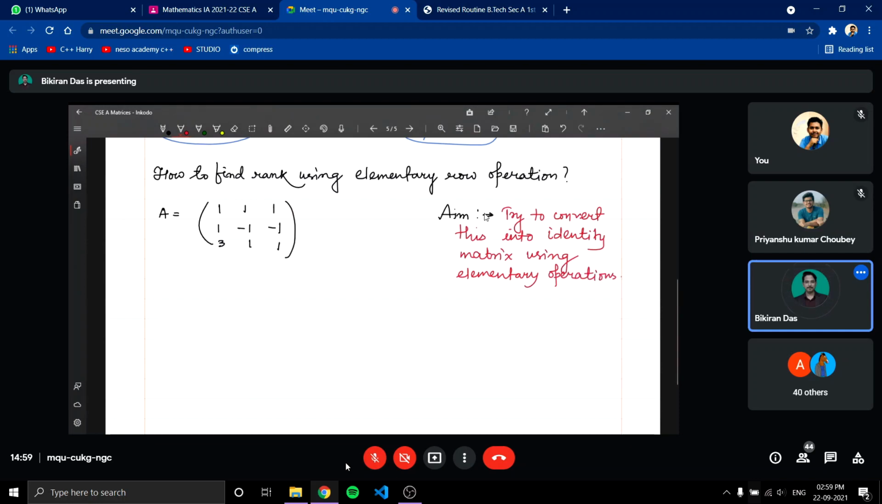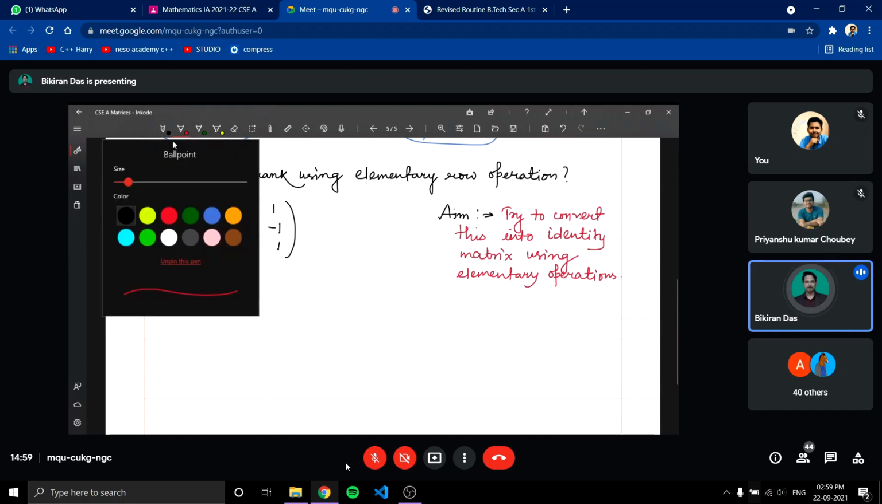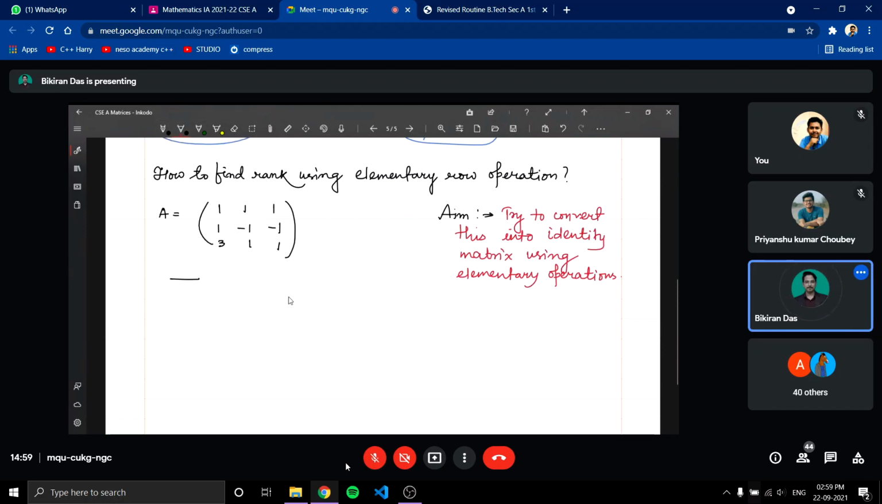Okay. So how to convert this? For an identity matrix, the first element should be 1. So this is already 1. So what is the next task? The next task is to make the elements below this 0, so you have to make this one 0 and this one 0. Now tell me how to make the second element 0. The first row is as it is. How to make this one 0?